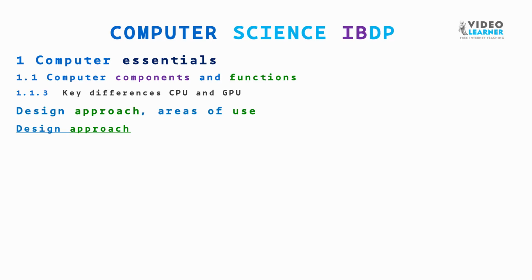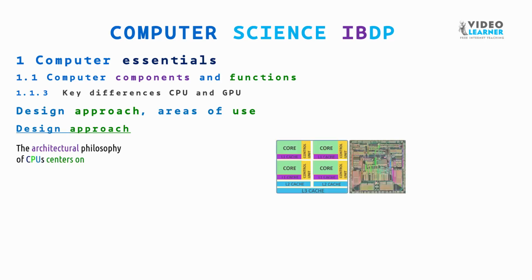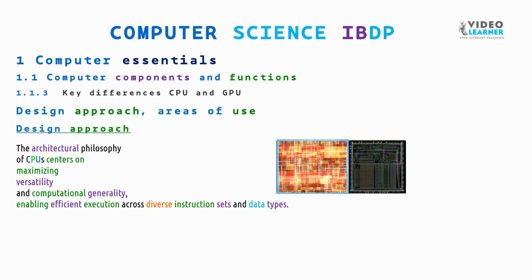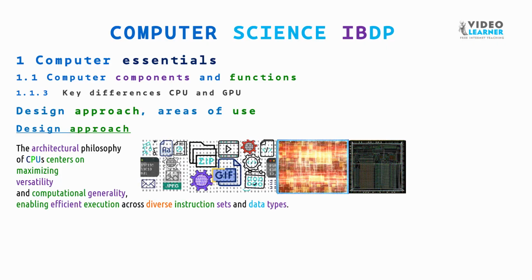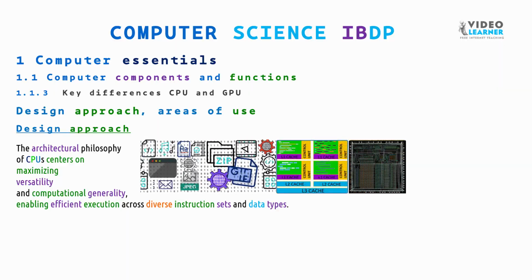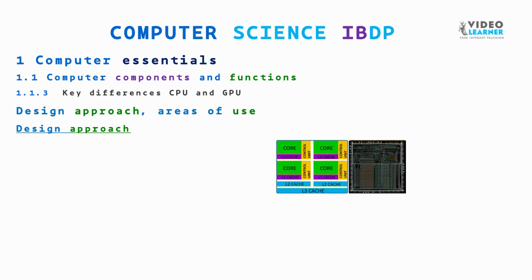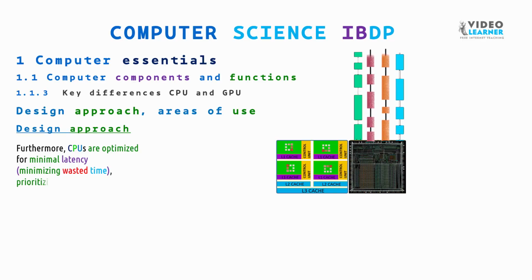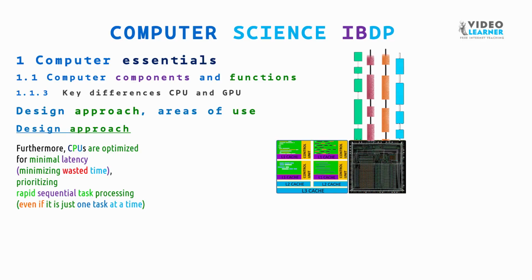First, the design approach. The architectural philosophy of CPU centers on maximizing versatility and computational generality, enabling efficient execution across diverse instruction sets and data types. Furthermore, CPUs are optimized for minimal latency, that is to say, minimizing wasted time, prioritizing rapid sequential task processing even if it's just one task at a time.